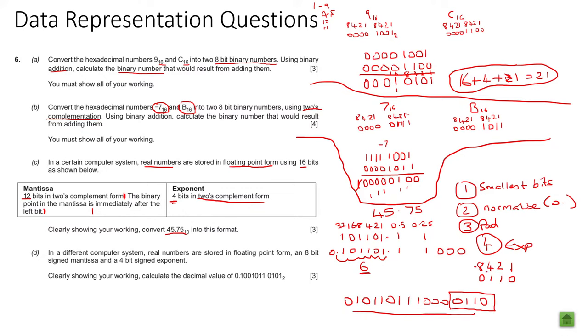Now then, you're expected to do that for 3 marks. The flip side of that question is this part. In different computer systems, real numbers are stored using floating point form, an 8-bit signed mantissa and a 4-bit signed exponent. Show your working, calculate the decimal value of this here. What on earth are they asking us? I'm going to have to clear my screen because I've run out of space.